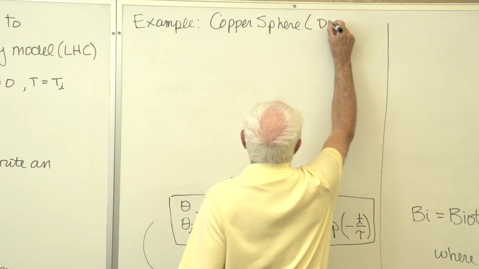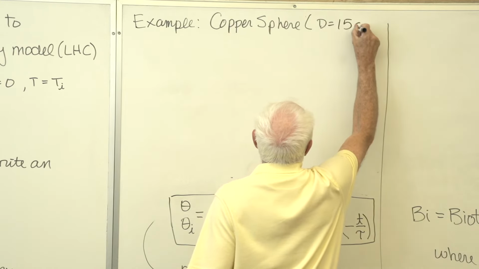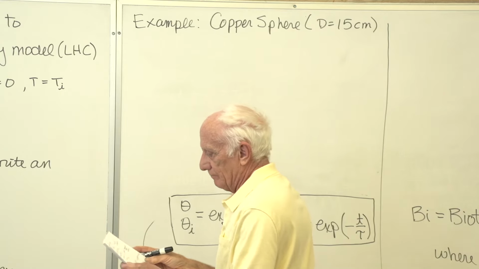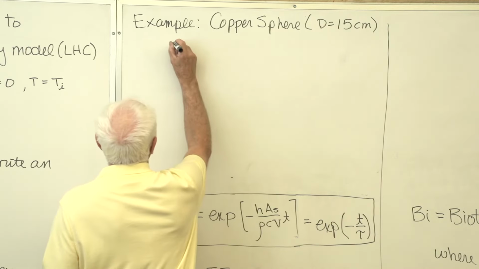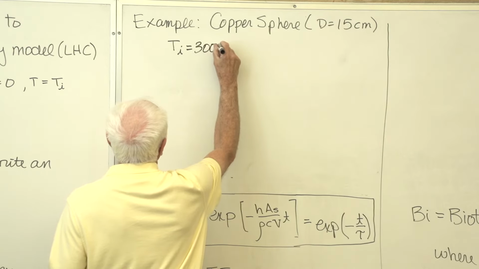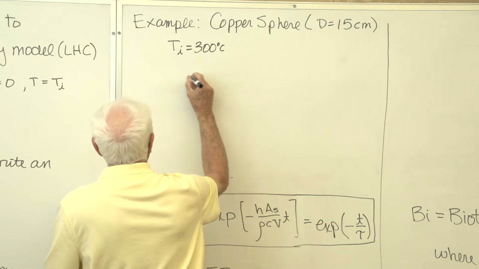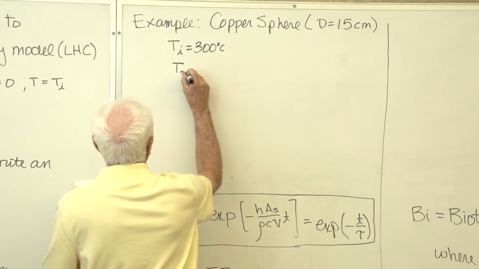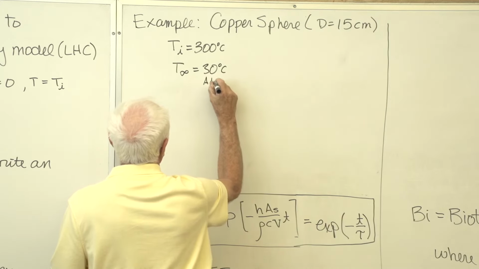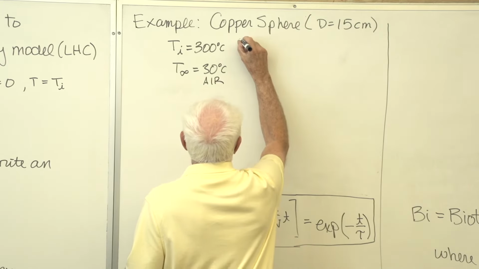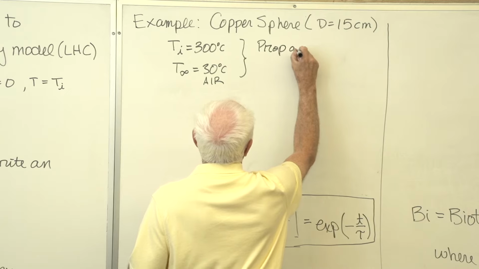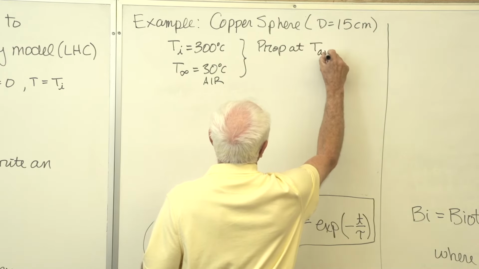Diameter is 15 centimeters. Initial temperature 300. Air temperature T infinity 30 degrees C. Properties at T average.